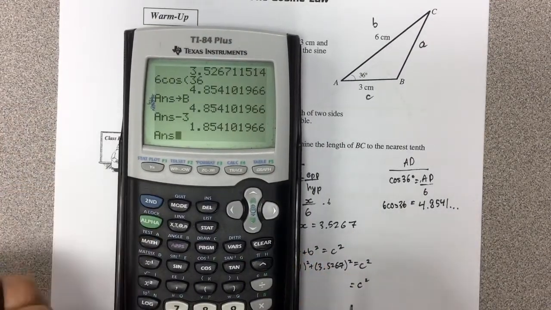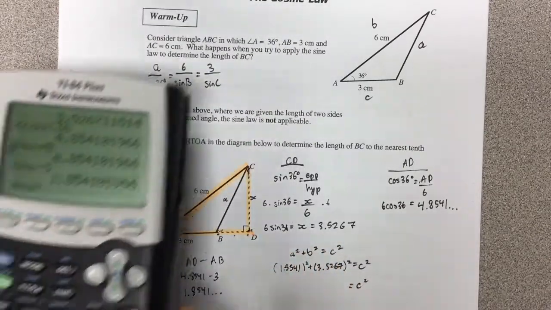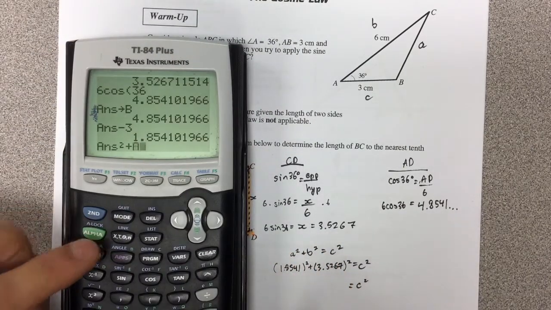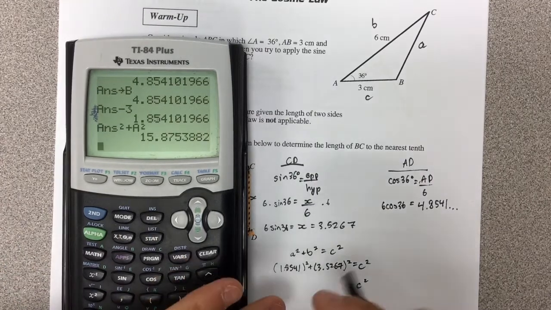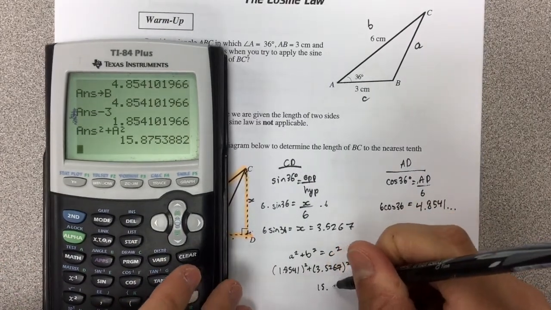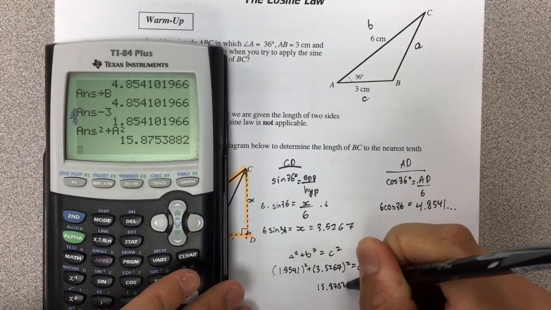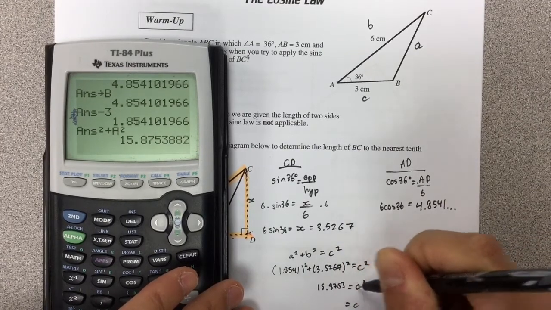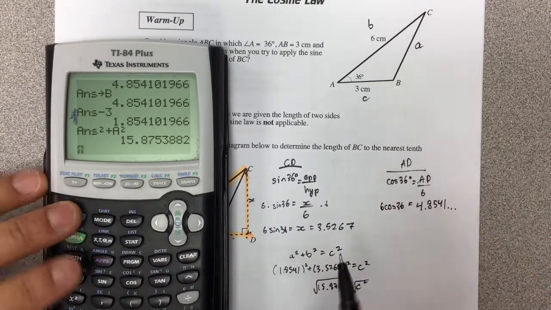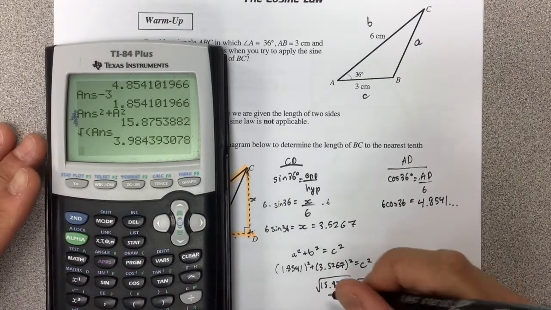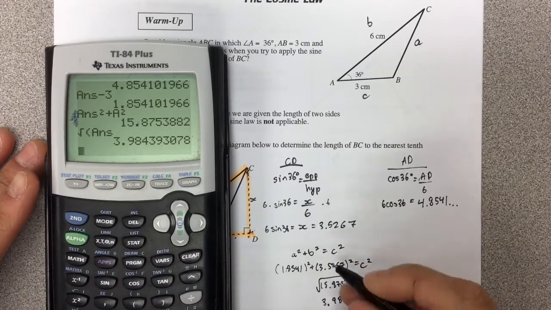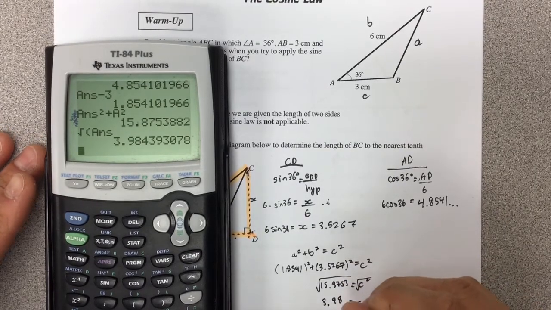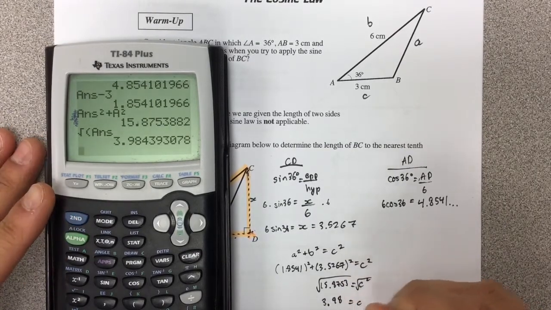So this answer squared plus my initial answer squared, we get 15.8753, and we got to take the square root of that. So square root both sides, and we get an answer of 3.98, and to the nearest tenth, we'll round that to 4.0 centimeters.